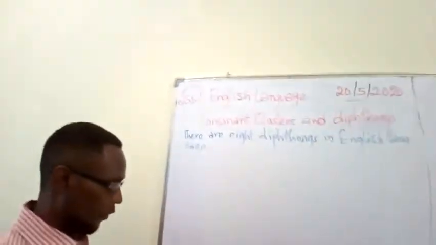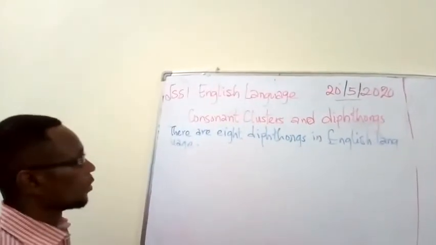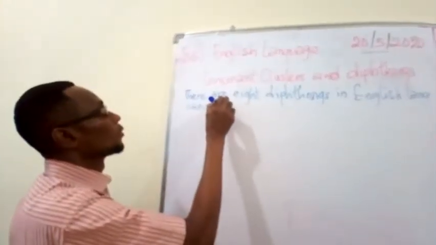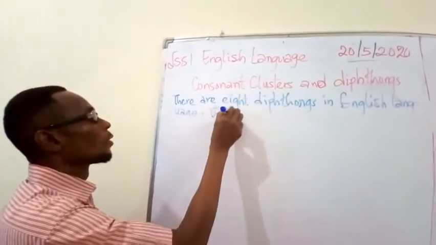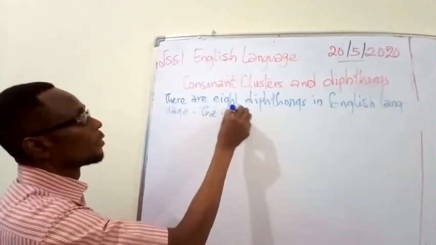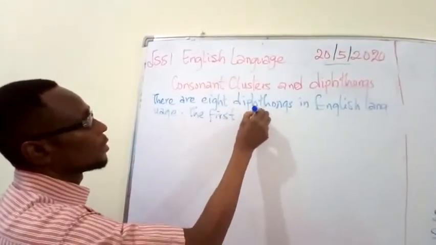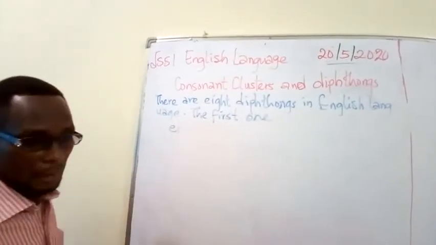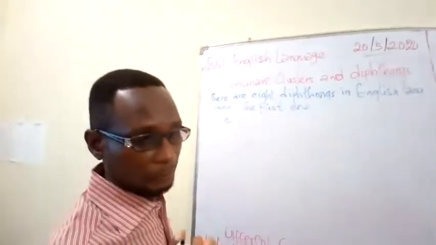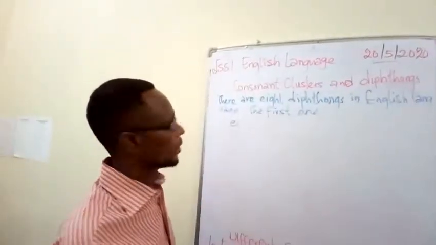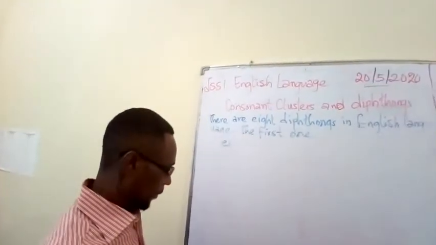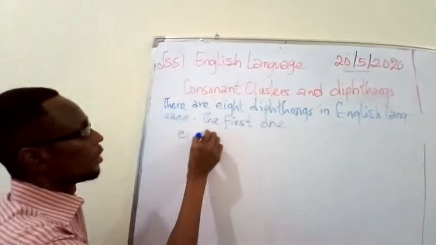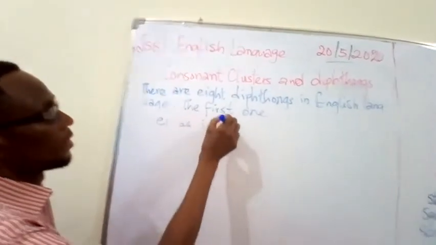There are 8 diphthongs in English language, but our emphasis is on 5. The first one is the A sound. Say it, let me hear you. A, not A. So we have this one in words like this.